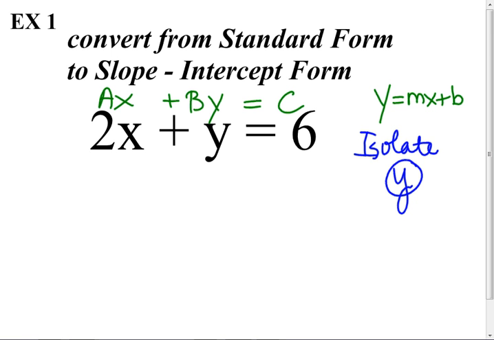What do you have to do? Now, this is adding 2x. How would you undo adding? Minus 2x. What you do to one side, guess what? You do to the other.